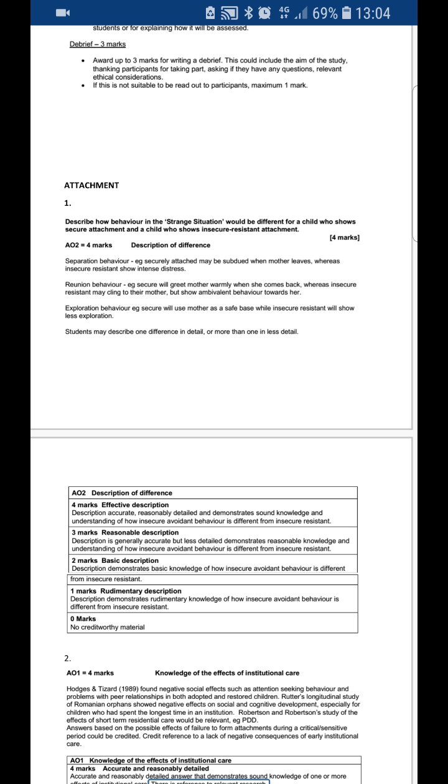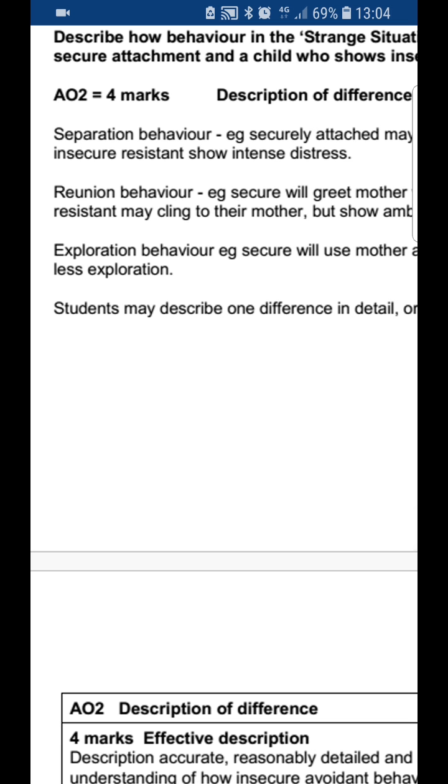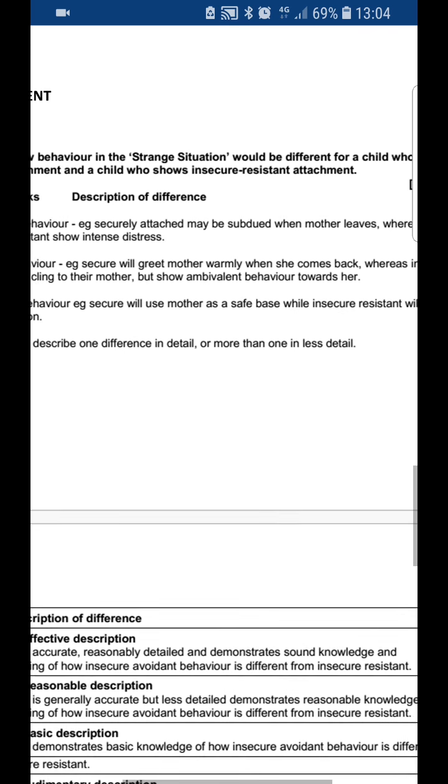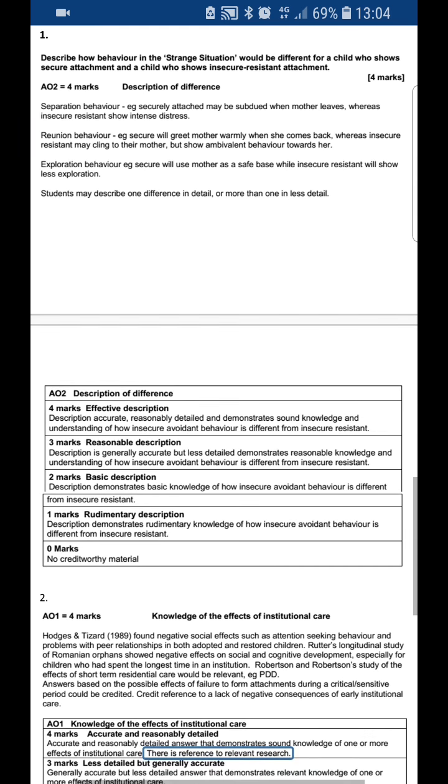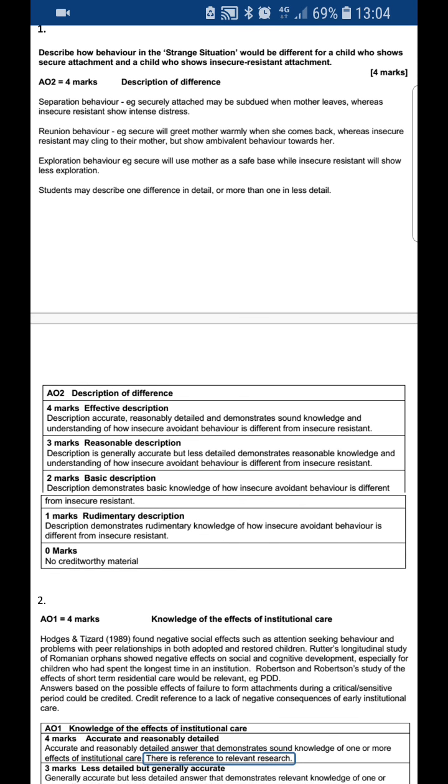It was pretty well answered, this one. The bulk of students were either allocated 2 marks or 4 marks. The reason being, I'll draw your attention to it straight away, is that some of you could only ever be given 2 marks because despite the fact that you knew the behavioural characteristics of a resistant child and a secure child, you didn't phrase your answers as differences. Students may describe one difference in detail or more than one in less detail, but to get the 4 marks, it had to be phrased as a difference.